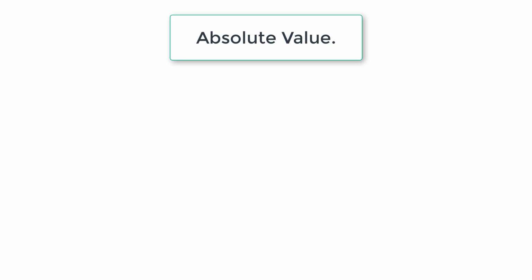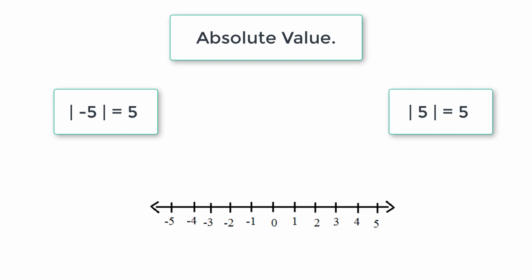Let's write a C program to find the absolute value of a given number. Absolute value is the distance from zero. It's always a positive number. For example, the absolute value of minus 5 is 5. The absolute value of 5 is also 5, because the distance between 0 and minus 5 is 5, and the distance between 0 and plus 5 is also 5.